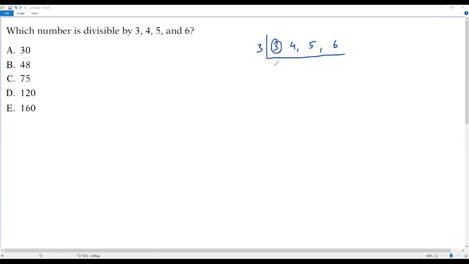When I divide 3 by 3, I'm getting 1. And 4 is not divisible by 3, so we can write this 4 as it is. 5 is not divisible by 3, we can write this 5 as it is. And 6 is divisible by 3. When I divide 6 by 3, I'm getting 2.